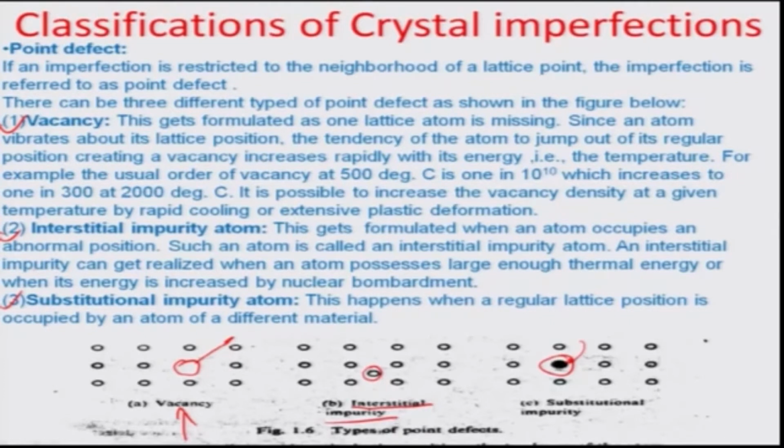So, at about 500 degrees Celsius, for example, it can be about 1 in 10 to the power of 10, and it increases to 1 in 300 at about 2000 degrees Celsius if we talk about a certain particular lattice. So, it is possible to increase the vacancy density at a given temperature by rapid cooling or extensive plastic deformation. Okay. So, that is how you create the point defects.